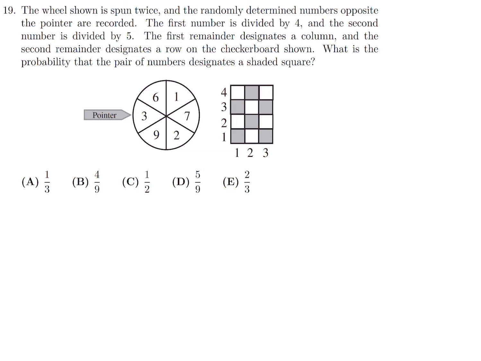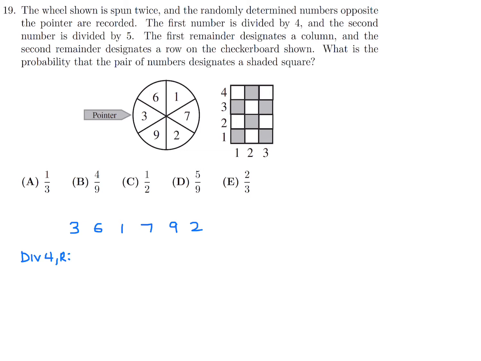Okay. Well, first and foremost, let's just work through this with no special tricks, just case by case. So these are my numbers, right? I've got 3, 6, 1, 7, 9, 2. When it's spun the first time, it lands somewhere, and I've got to divide it by 4. And I've got to write the remainder here.